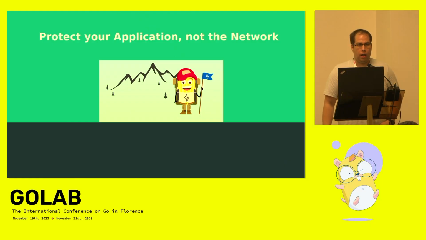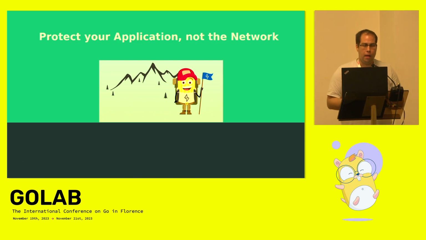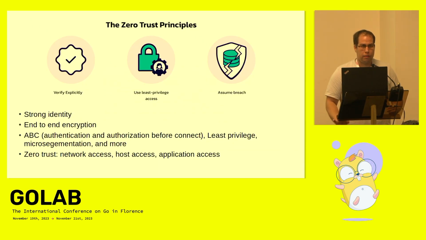Better for me. So today we're going to talk about how to protect your application on the network. How are we going to protect our application on the network? We all know that networks are made to send packets from one point to another, so they're not meant to be secured. We do secure them in different ways, like putting firewalls or VPNs, etc. Today I will talk about zero trust.